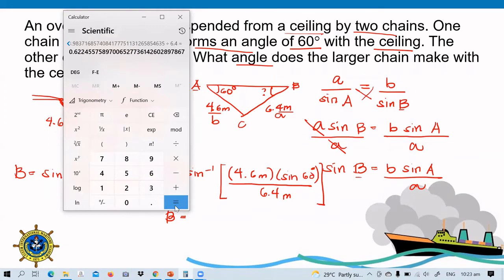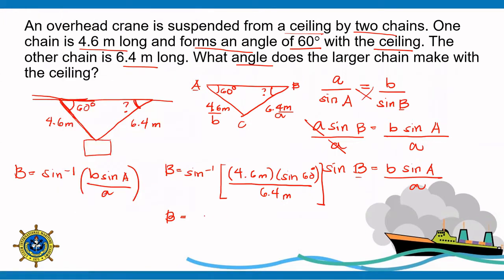Yan. So now that you have this value, now go to trigonometry. Click nyo yung second function para makuha nyo yung inverse. Yan. So then click natin yung inverse sine. Yan. So, nakukuha natin dito is this value. So, it's a decimal. May marami siyang decimal. So, i-round off na lang natin siya to the nearest whole number. So, therefore, the answer to this one is 38 degrees. Yan. So, that means yung angle that the larger chain makes with the ceiling is equal to 38 degrees.